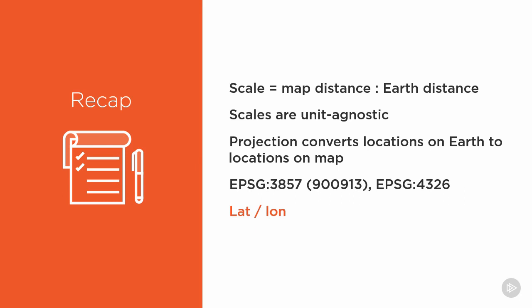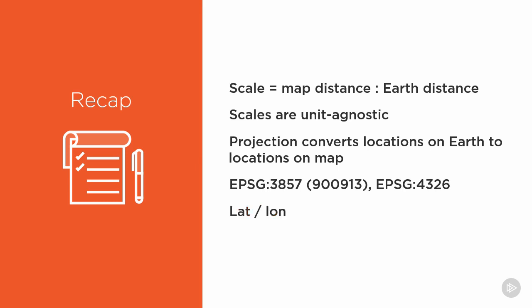A location on the Earth can be described in terms of its latitude and longitude, where latitude is the angle north or south of the equator, and longitude is the angle east or west of the prime meridian. A projection is used to convert that latitude and longitude to the map's Cartesian or two-dimensional coordinate system.